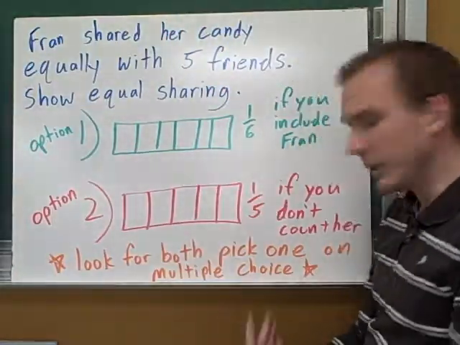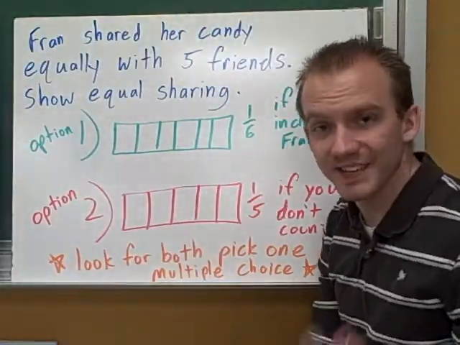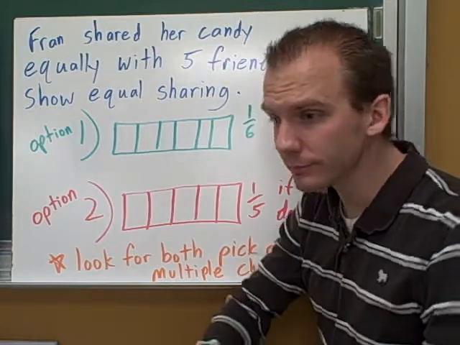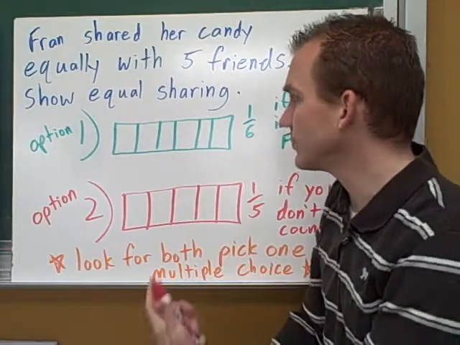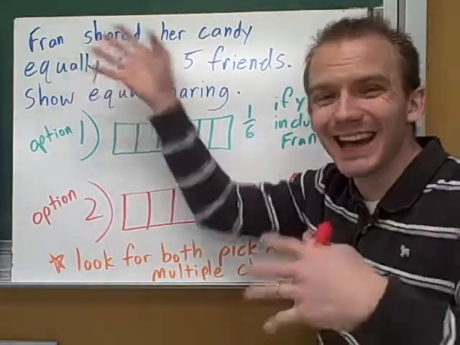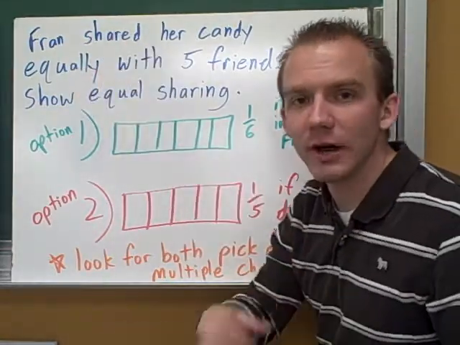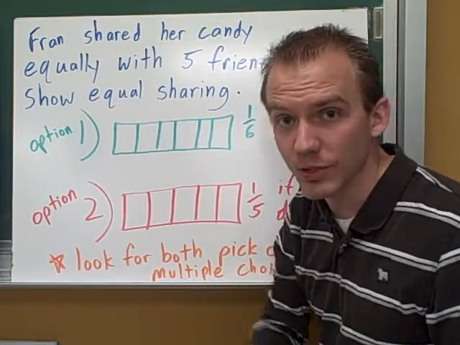Here is a tricky type of word problem and a little bit of a test-taking strategy. Fran shared her candy equally with 5 friends. Show equal sharing. Depending on how your problem is worded, you have to choose between one of 2 options.